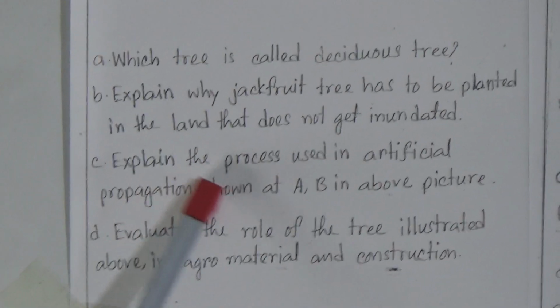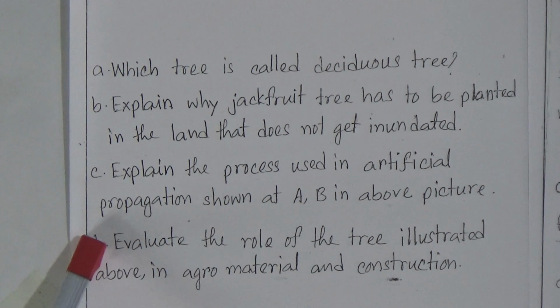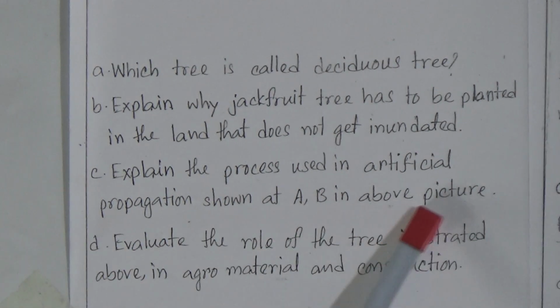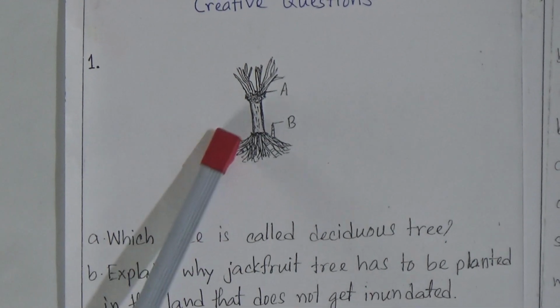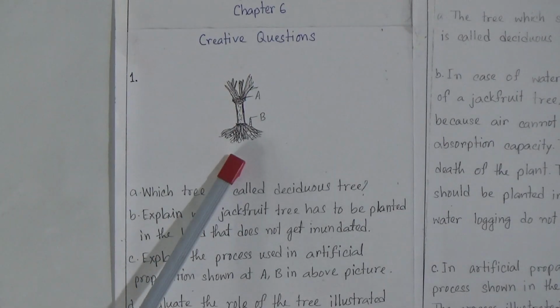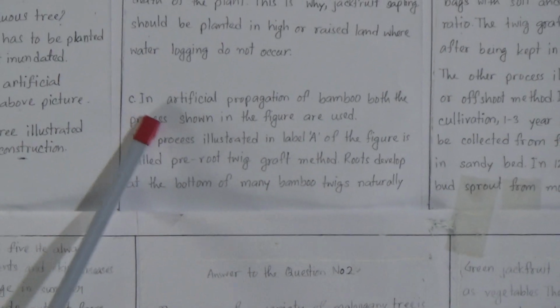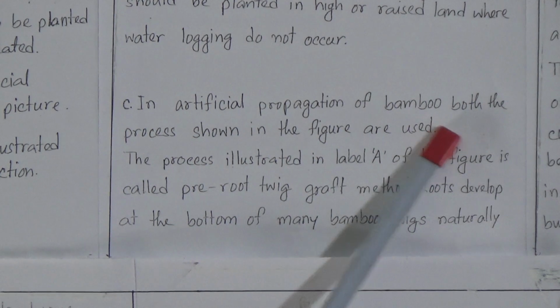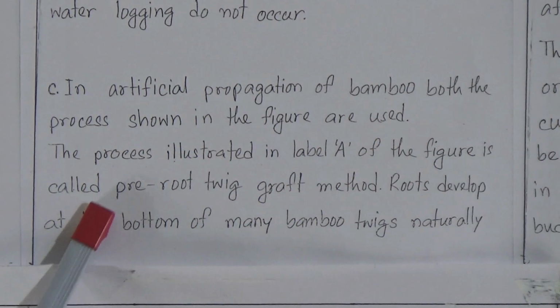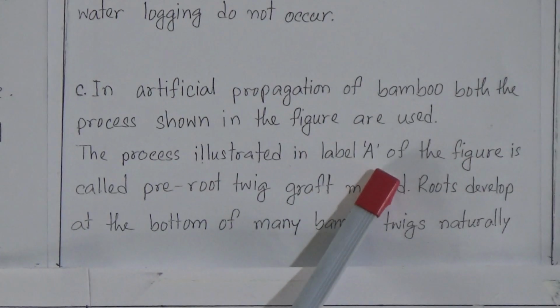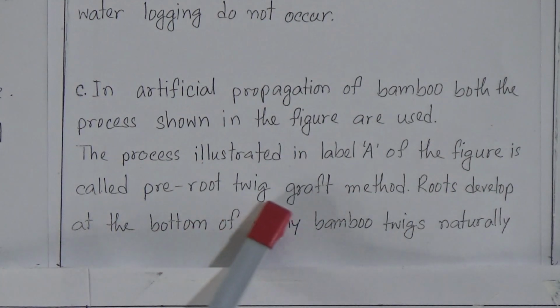Now number C, explain the process used in artificial propagation shown at A, B in above picture. And now look, this artificial propagation is of the bamboo tree. So this is the process of the propagation of bamboo, right? Now look, and this is the answer of question number C. In artificial propagation of bamboo, both the processes shown in the figure are used, and the process illustrated in level A of the figure is called pre-root twig graft method.